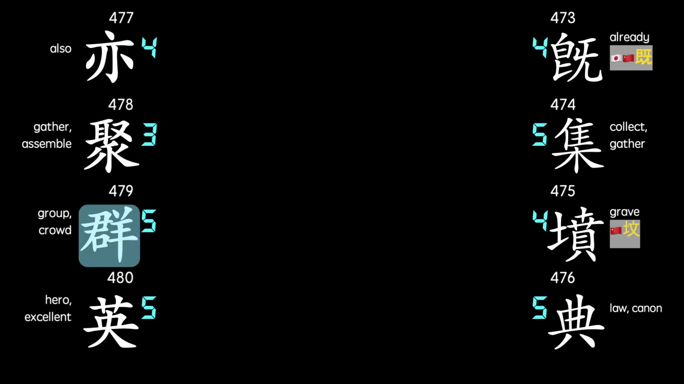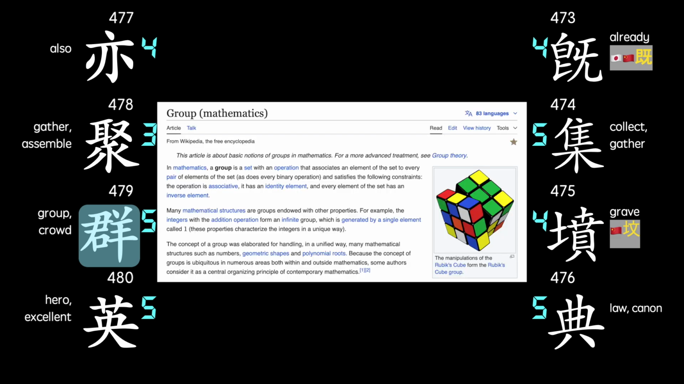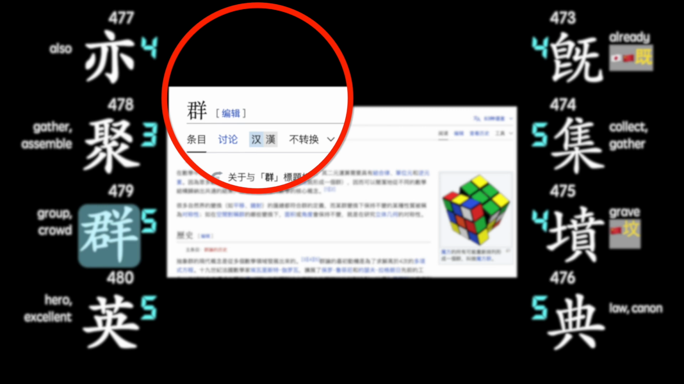I've already mentioned how this one means group, and it appears in words ranging from a flock of sheep to a mass of people. Interestingly, it is also important in math, as it refers to mathematical concepts related to grouping.